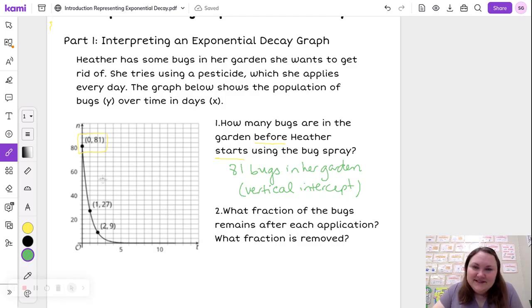We know at this point that if the relationship is exponential, that means there's a multiplication pattern. And so I've got these points marked for our first 2 days. There's some sort of multiplication happening to get from 81 to 27. We're multiplying by a number, and then that same number from 27 to 9. It's a pattern, right? I also know because this is exponential decay, we're multiplying by something less than 1.